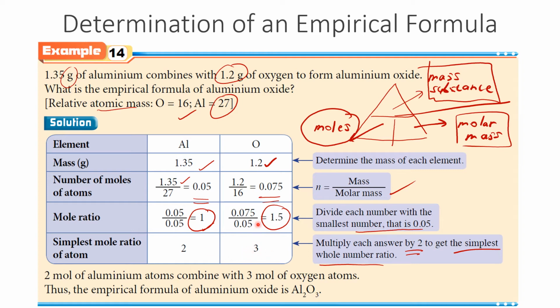Let's say when you times by 2 you still get decimals, that means you must increase your number, you times with 3, and so on. So this is your simplest mole ratio. We see that 2 moles of aluminium atoms combine with 3 moles of oxygen atoms. So the empirical formula of aluminium oxide is Al2O3. So this is your empirical formula.